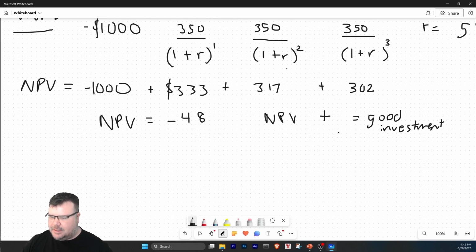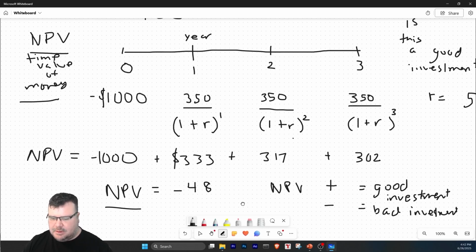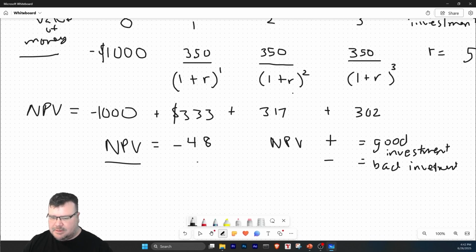All right. And if NPV is negative, it equals bad investment. You can see we got a negative 48 for net present value. And that says net present value is negative. That's going to be a bad investment. I should not buy that building for $350 payments into the future. Because when I discount those future payments, I'm getting a negative net present value, and that's telling me it's a bad investment.